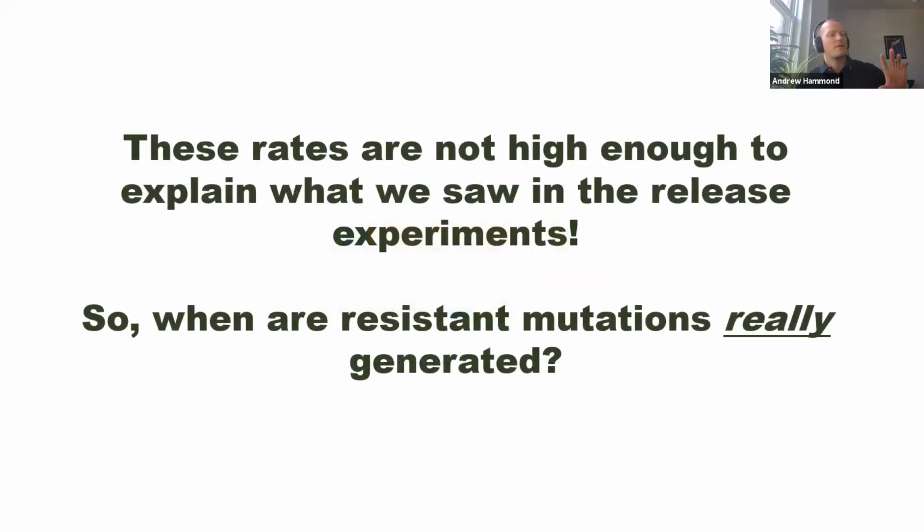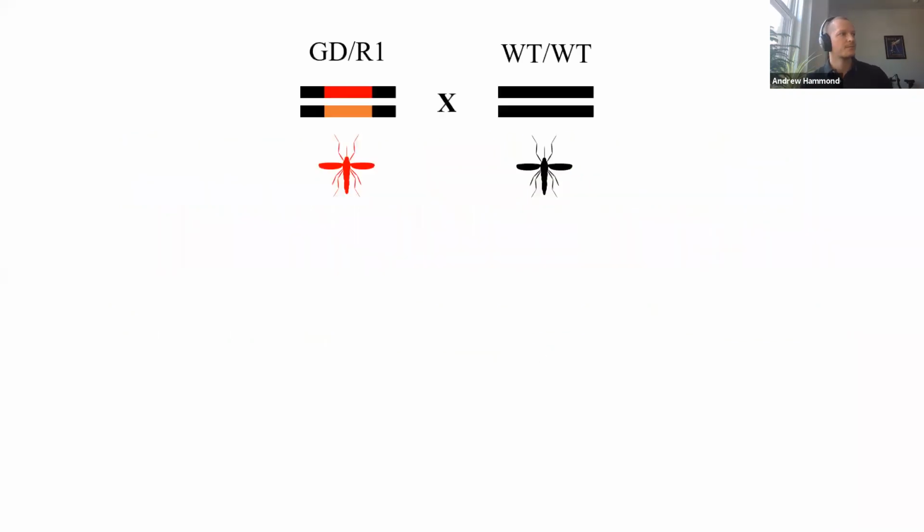So these rates, even though they're not great, they're not high enough to explain how quickly our gene drive failed when we released it in caged experiments. So we wanted to ask the question, when is resistance really generated? Because that low rate, that 0.5%, is not high enough to have caused our gene drive to have failed after 6-7 generations. So we came up with an experiment, and I thought this was a very fun idea, and I think that we learned a lot from this. So I want to go through it quite simply, but in detail.